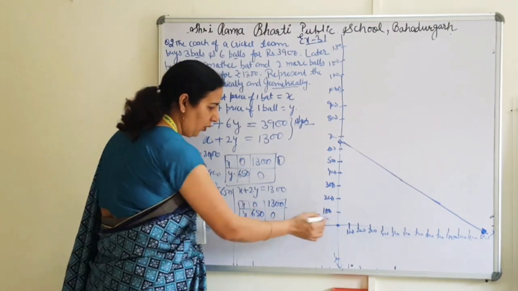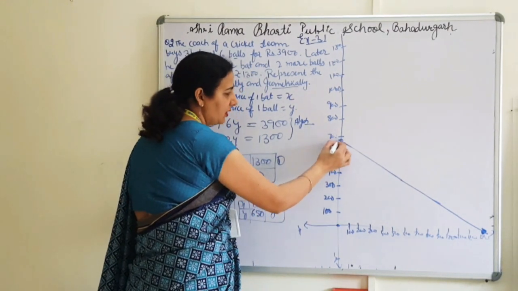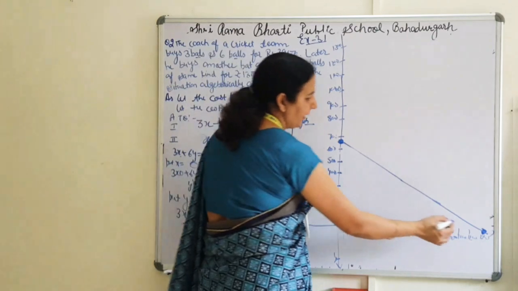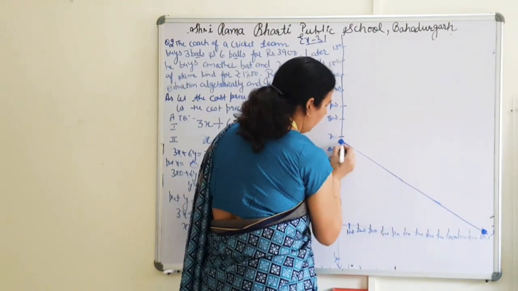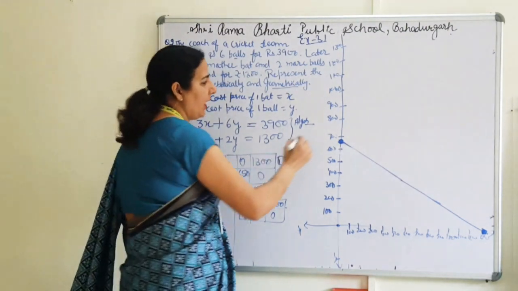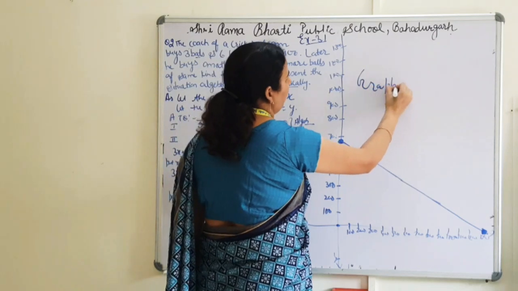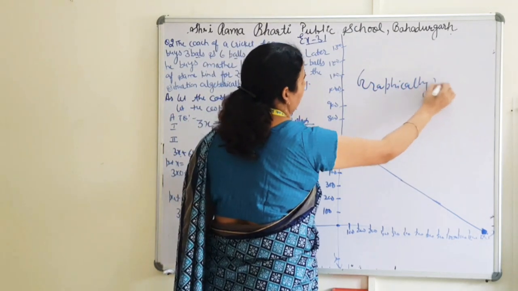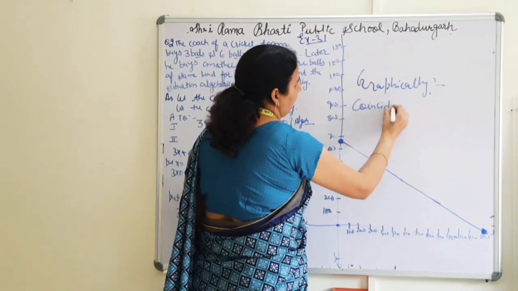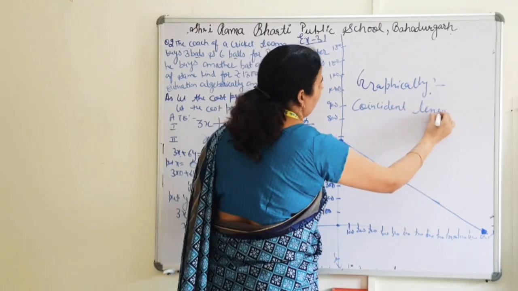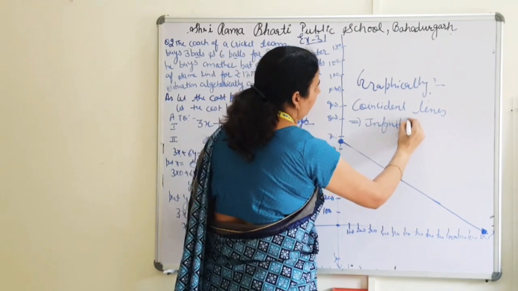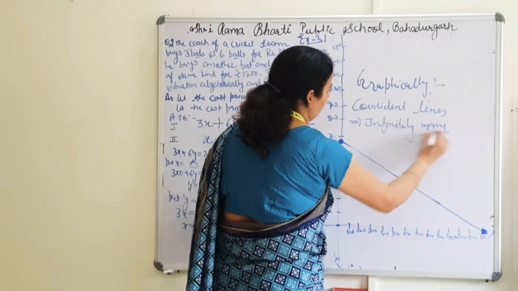Equation number 2: x 0, y 650. Same point. y 0, x 1300, the same point, which means the line is also the same. So this is an example of coincident lines. So in the graphical representation, or we can also say geometrical representation, the lines in this question are coincident lines. If the lines are coincident, this implies infinitely many solutions.